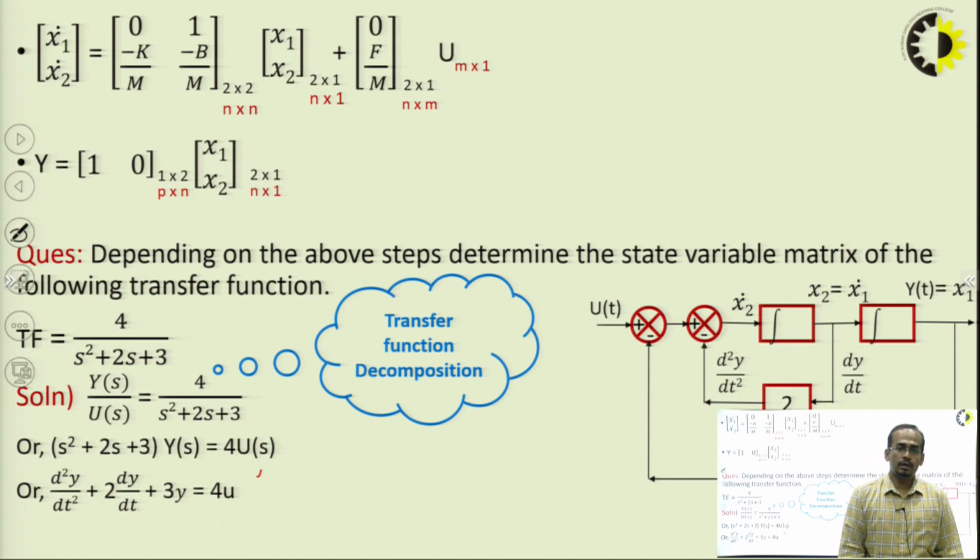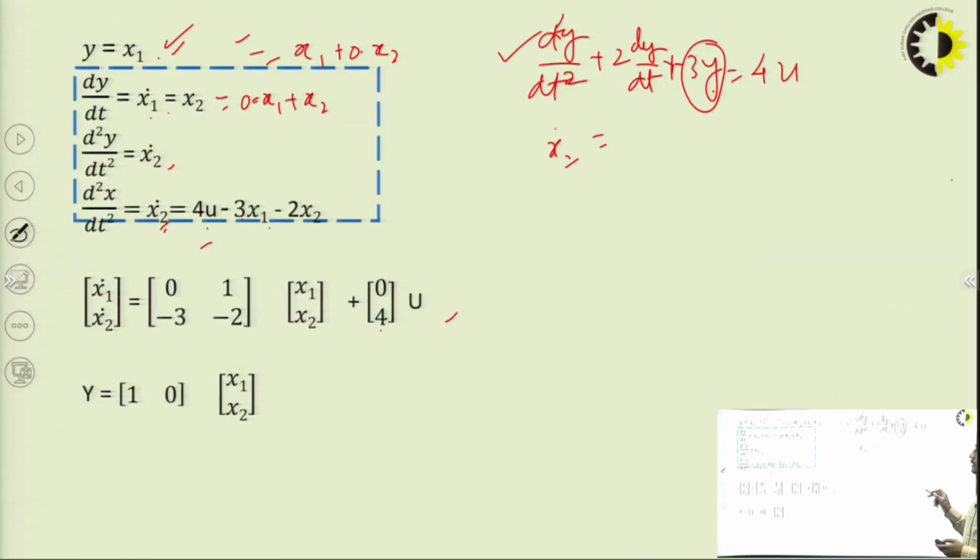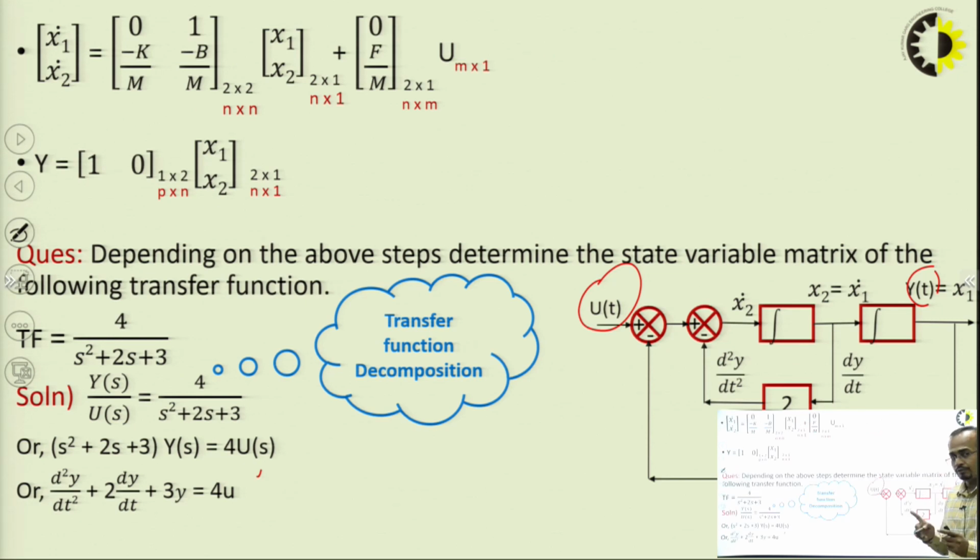Now, how will you draw the block diagram? You can see here, the input is u(t) and the output is y(t). y(t) is nothing but x1, and we also have x2 dot. How will you find the number of nodes? The number of nodes comes from the order of the differential equation. So the number of nodes is 2.